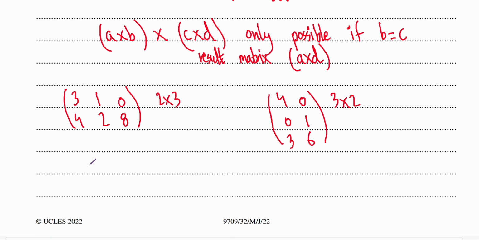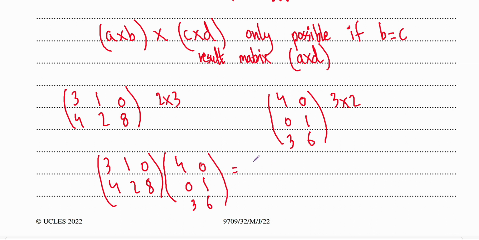So let's see how this would work. I'm going to do it right here. I would write 3, 1, 0, 4, 2, 8, and I'm going to multiply it with 4, 0, 0, 1, and 3, 6. So how would you do this, and how would I end up getting a 2 by 2 matrix? What you do is, you take the entry of the first row, first column, and multiply it by the entry of the first row, first column in the second matrix. So you do 3 times 4.